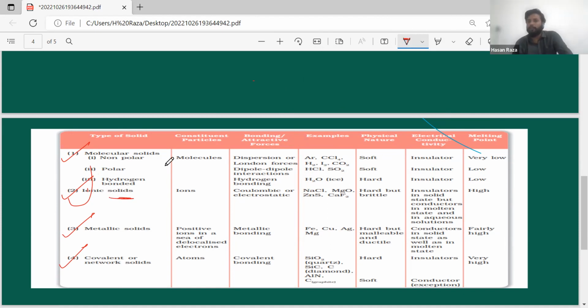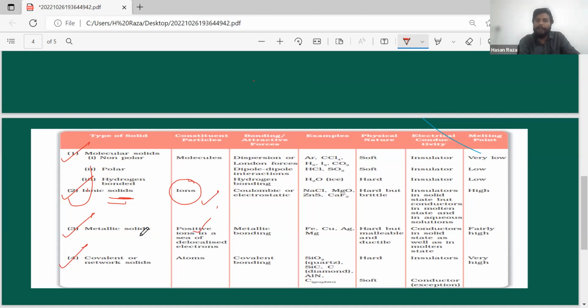First of all, I'm going to start with ionic solid. What is an ionic solid? Any ionic compound which exists in the solid state is called an ionic solid, like NaCl, ZnS. You can take the example of magnesium oxide, which is an ionic compound. If it exists in the solid state, that is an ionic solid. Here, the constituent particles will be ions.